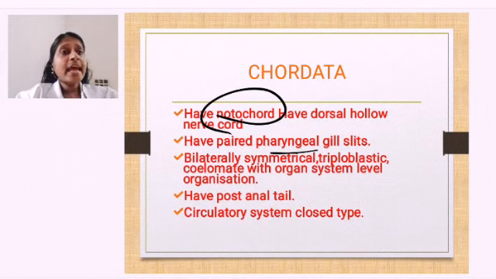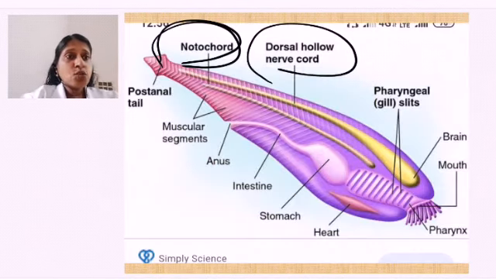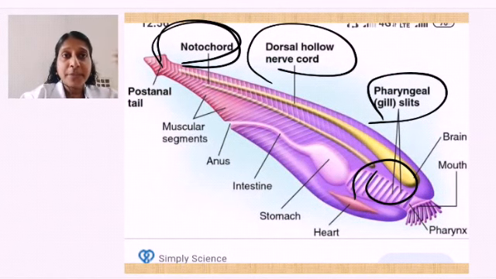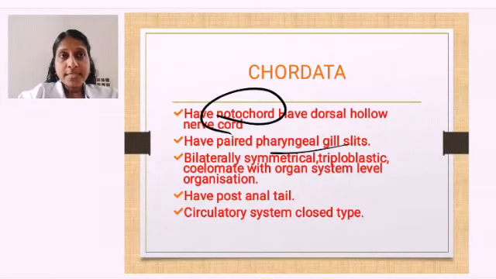Then they have pharyngeal gill slits. So this one is the gill slits. These gill slits help in breathing; gills are also present in these animals which live in water. They respire with the help of these gill slits. So that is present in these animals, right? That is the second characteristic.